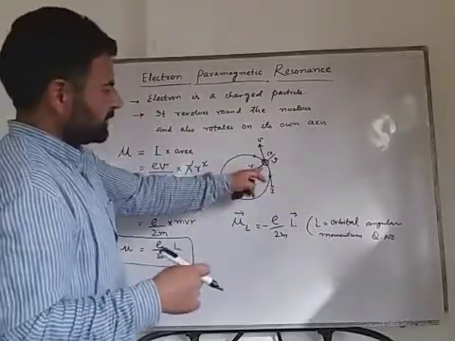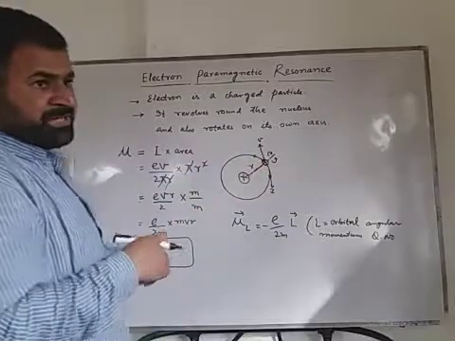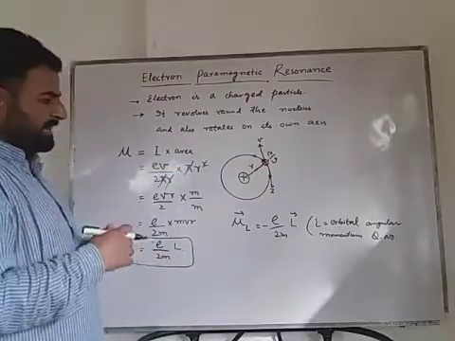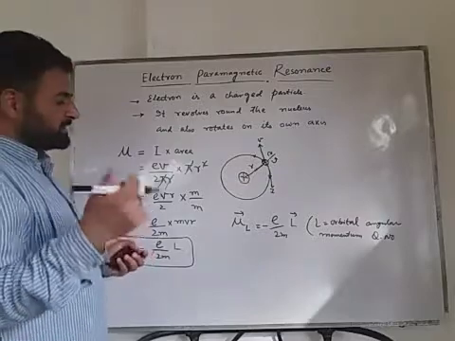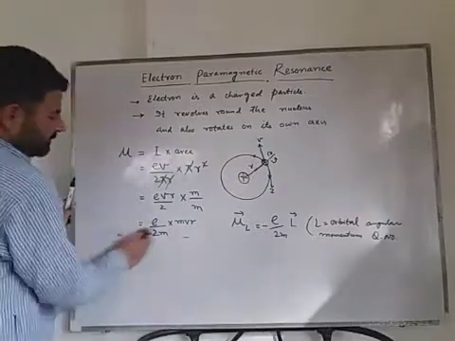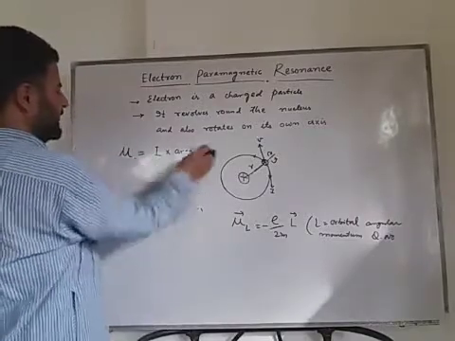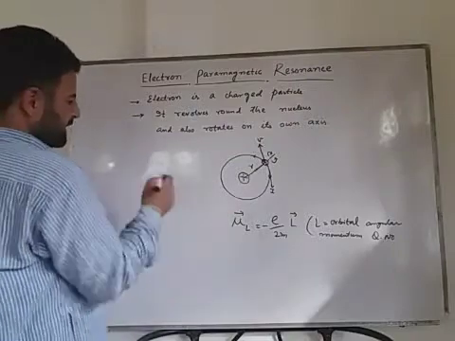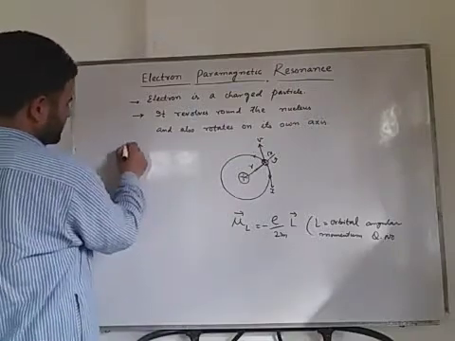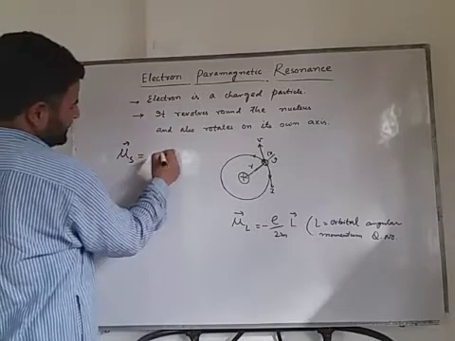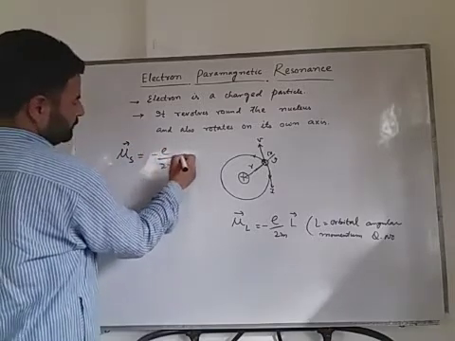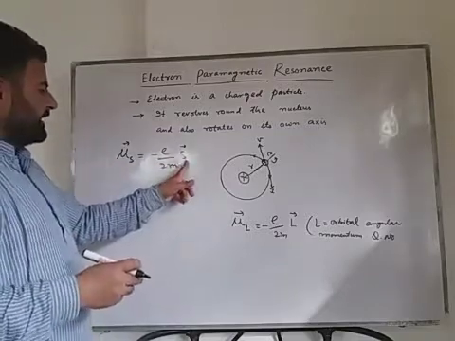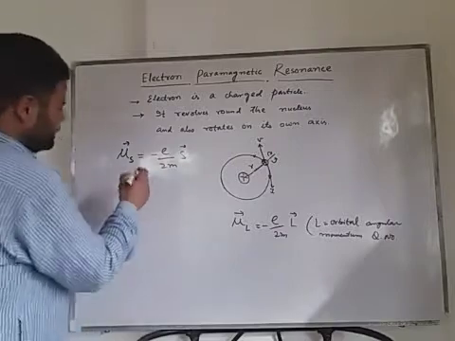Similarly, the electron which rotates on its own axis will also be associated with some angular momentum, and that angular momentum is called spin angular momentum. Spin angular momentum is an intrinsic form of angular momentum associated with the electron, and that can be written as mu s equal to minus E by 2m S. S is the spin angular momentum.